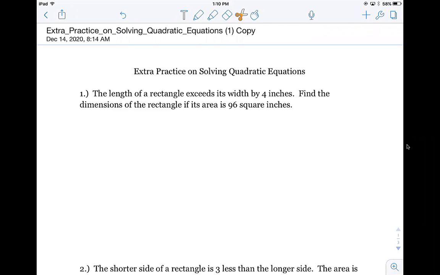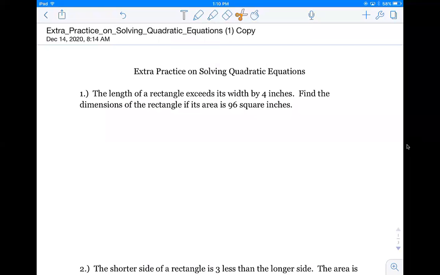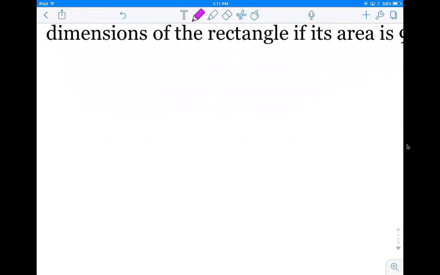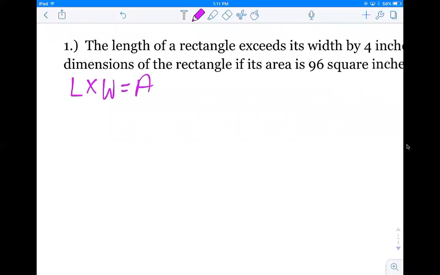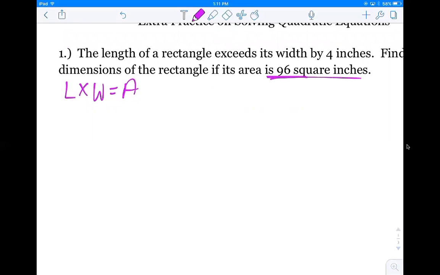So for problem 1, we are looking at a rectangle whose length exceeds its width by 4 inches. We want to find the dimensions of the rectangle if its area is 96 square inches. Right now we know that length times width equals area, and the area is 96 square inches. So we need to figure out what our length and our width are.